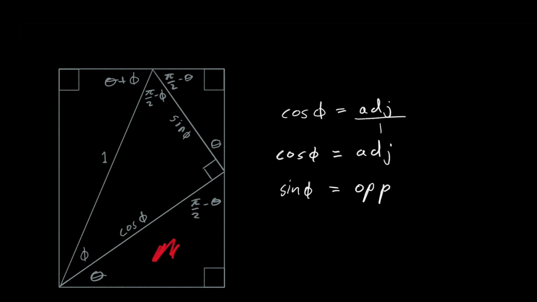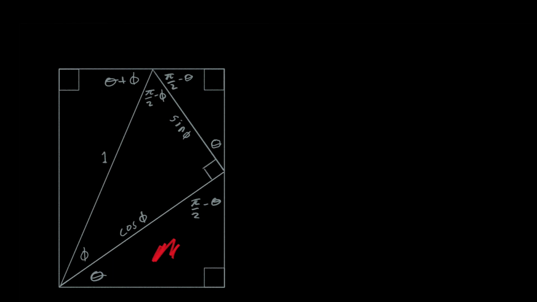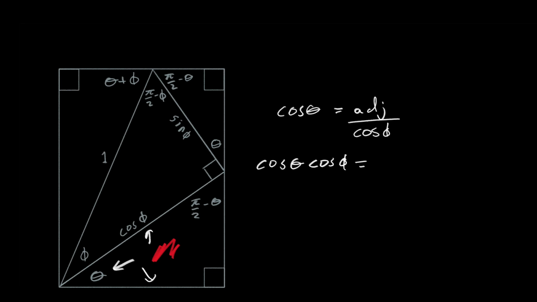I'll get rid of this so I have some space. Now, we can take the cosine of this angle theta. When we take the cosine of theta, that's adjacent over hypotenuse. This time the hypotenuse is not 1. This is the adjacent side, and this is the hypotenuse, and the hypotenuse in this case is the cosine of phi. So it's not 1, but at least we have an expression for it. So multiplying both sides by the cosine of phi, we get that the cosine of theta times the cosine of phi is the length of the adjacent side. So now we can write that in.